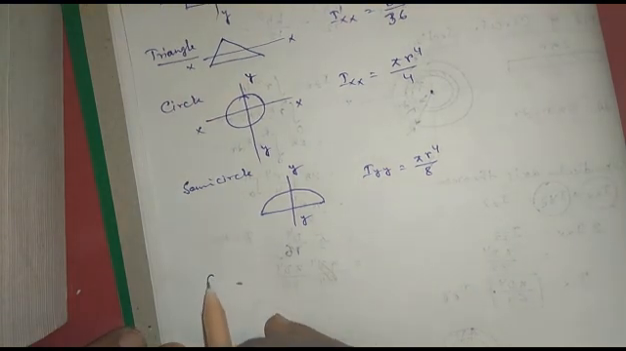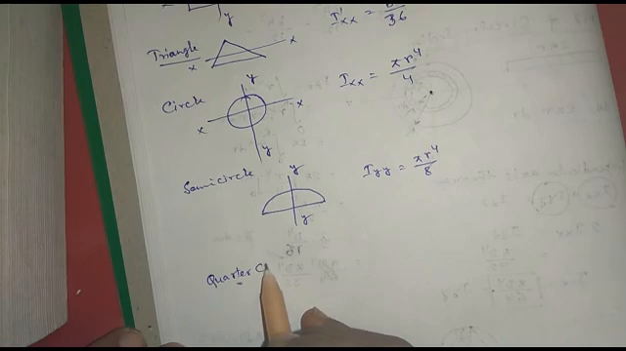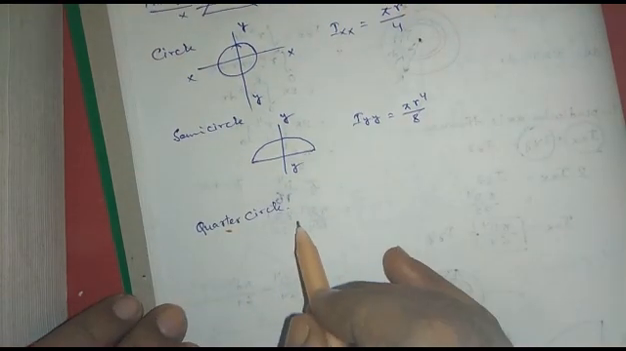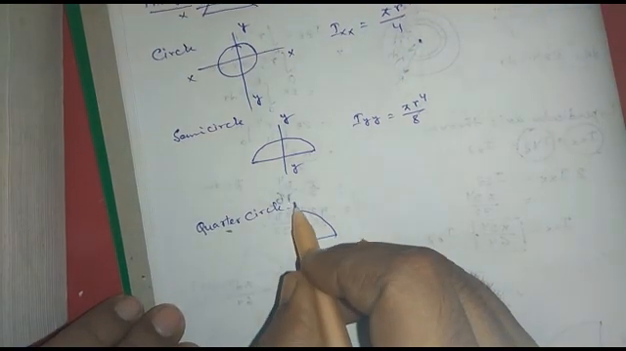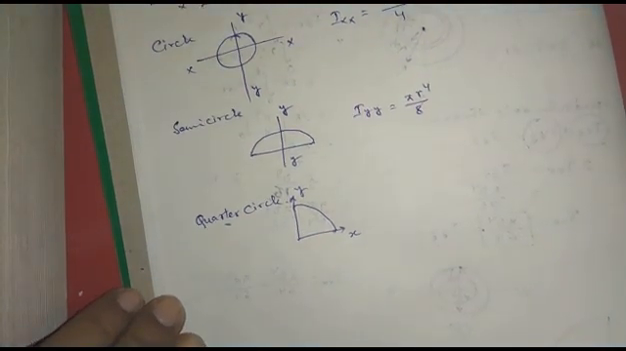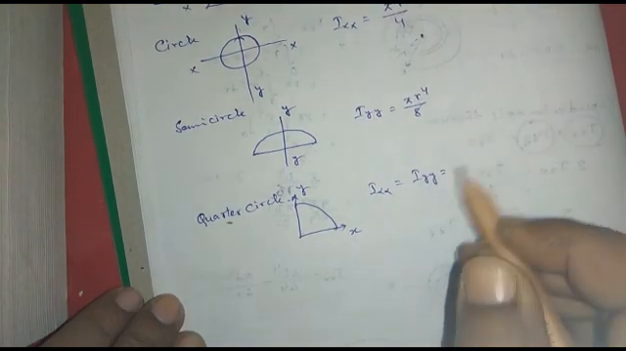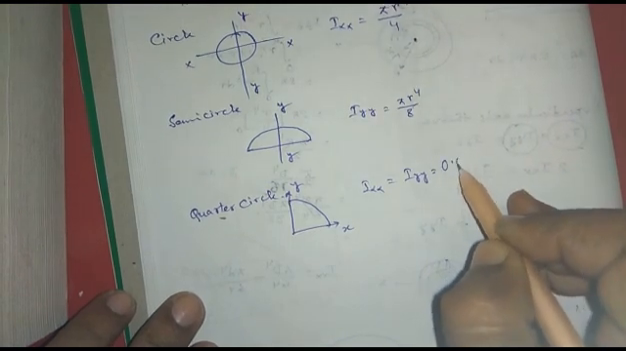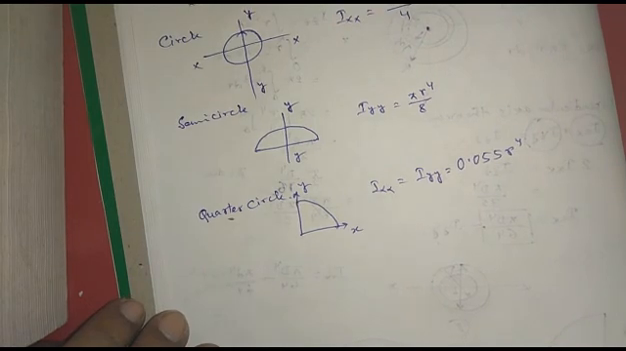And if you do a quadrant circle or a quarter circle, that is basically this figure. If we take this as y and this as x, then for both the axes they are similar, and the formulation is 0.055 r to the power 4. So these are all the formulations of popular figures.